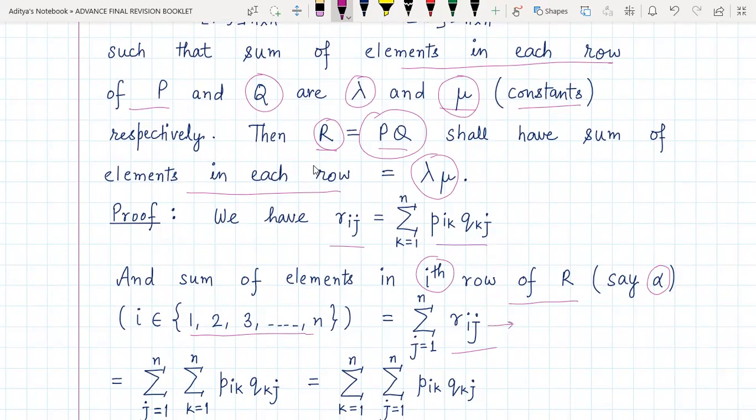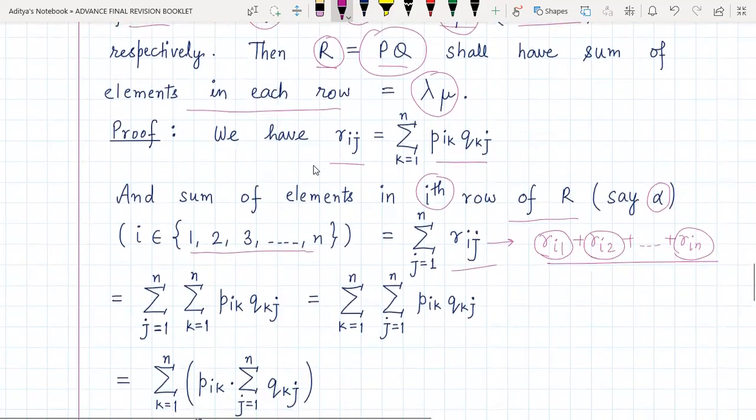Now, why does this represent the sum of elements in the ith row? Because if you expand this particular summation, then you will get Ri1 plus Ri2 plus Ri3 plus till Rin. This is precisely the sum of elements that are present in the ith row, because these elements are in the ith row first column, ith row second column, ith row nth column. So clearly all of the elements in the ith row have been summed up. So now what I'm doing is I will substitute the Rij value from here. So it becomes equal to this sum, right? I have just substituted the value of Rij.